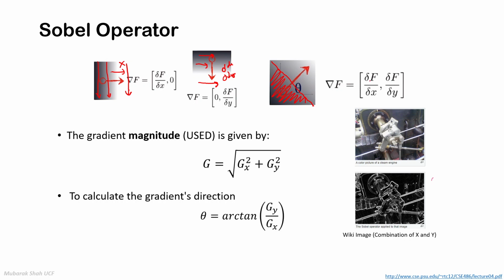The formula to get the gradient magnitude is given by gx squared plus gy squared, and then you take the square root to get g. The gradient's direction is given by the arctan of gy over gx. Then you can get the values. This is going to be the calculations, more on the matrix now.